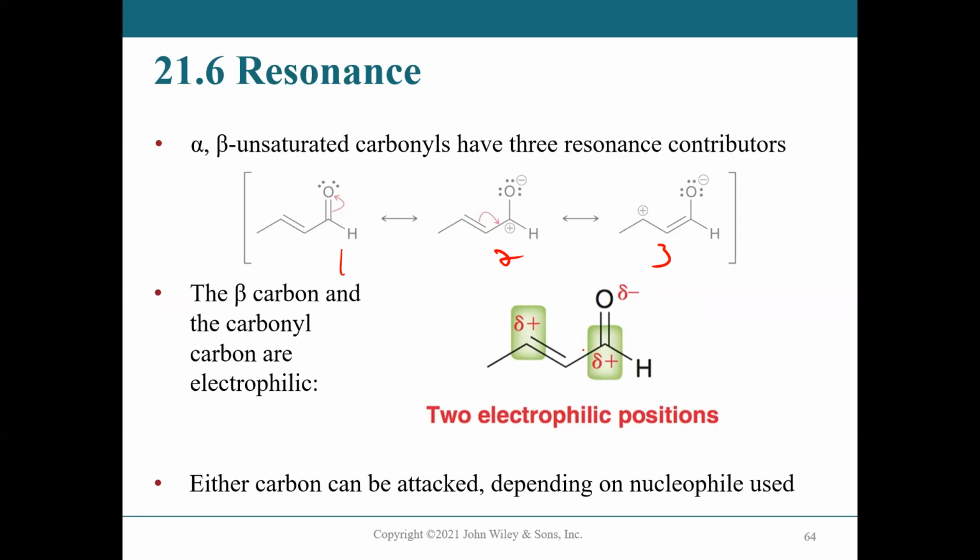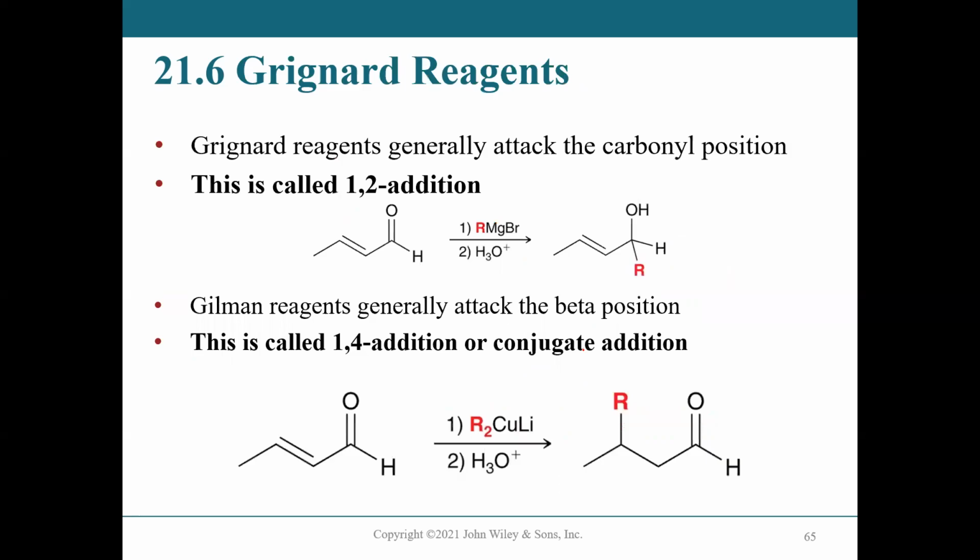And then they go through an example of a Grignard reagent on this next slide. So this is called a 1,2 addition. This one right here, and you put it right here, it's a 1,2 addition. Gilman reagents generally attack at the beta position. So remember, this is the alpha, this is the beta position, and this is the 1,4 addition.